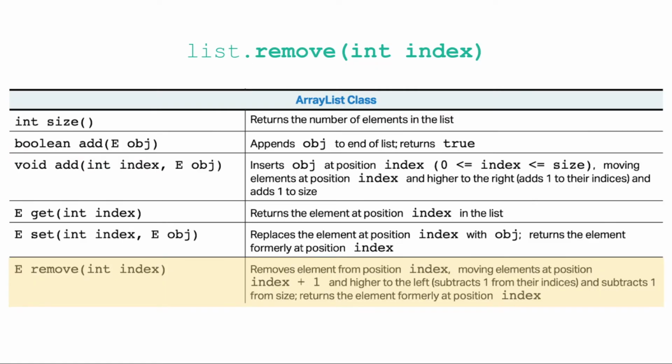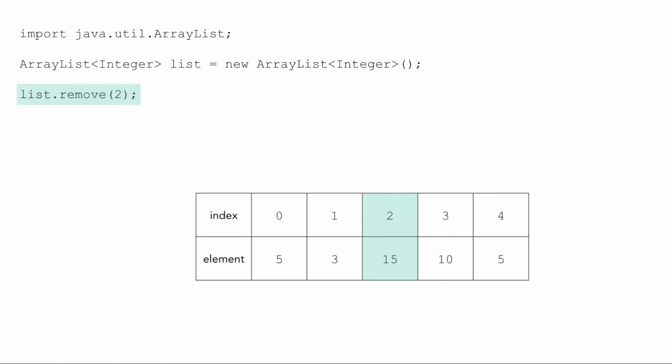Let's look at the remove method. Finally, let's call the remove method that takes in one parameter. The parameter represents the index or position of the value we would like to remove. Notice what happens to the elements after position 2 when we run this code. Each element's index shifts to the left by 1.